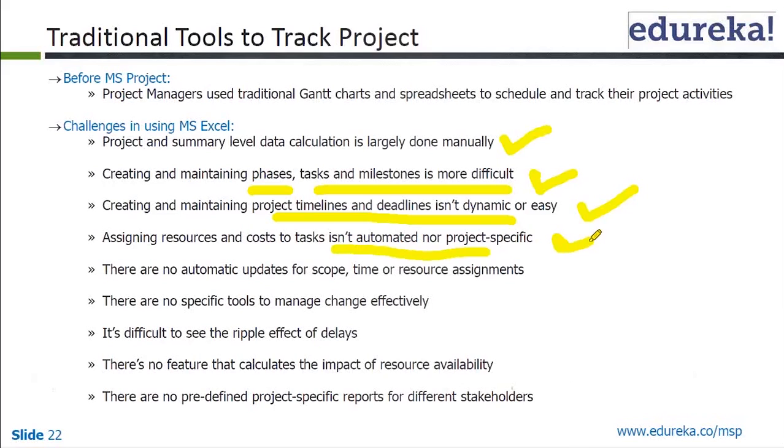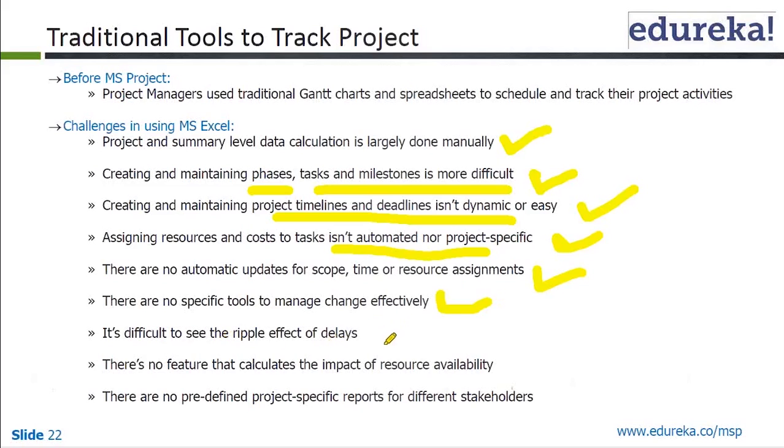There are no automatic updates for scope, time or resource assignment. If you change scope, how is it affecting your time and resource assignment? There is nothing automatic. You again have to recalculate and do everything manually. There are no specific tools to manage change effectively. If you change a small thing, it is going to affect everything. Again, you will have to recalculate everything, which is very time consuming.